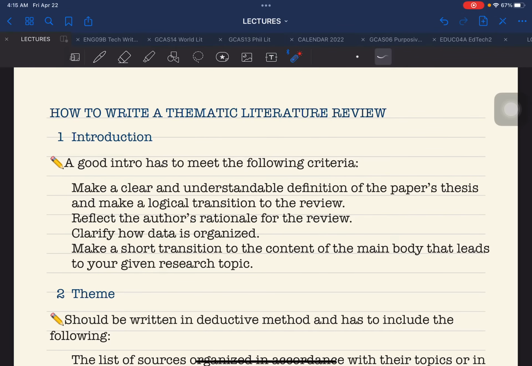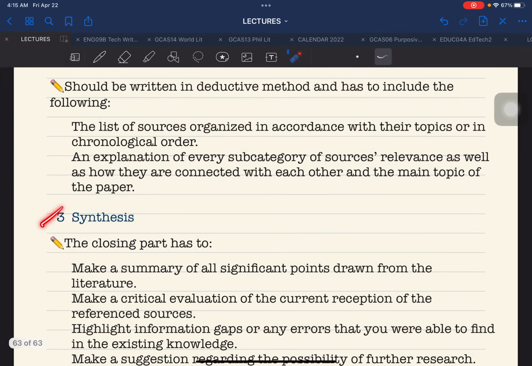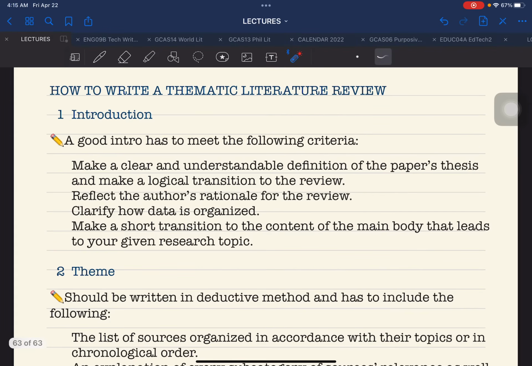We now disregard that particular format that I mentioned earlier, classifying them from local to foreign, and instead use the following parts. We have introduction, we have the theme, and then we have synthesis. So we are going to go through the following, and then eventually later on in our discussion, I will be showing you an actual example of a study thesis that was already presented and how that particular study approached the writing of literature review using the thematic approach.